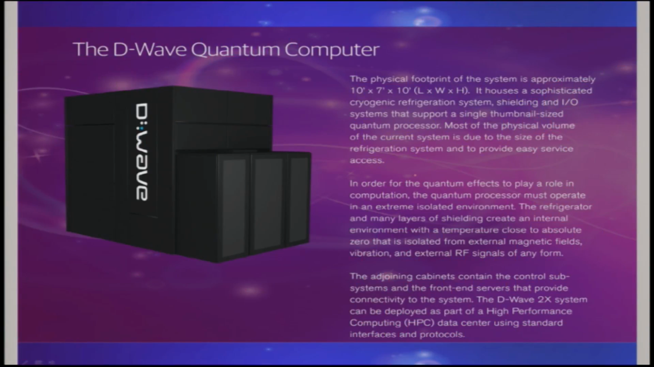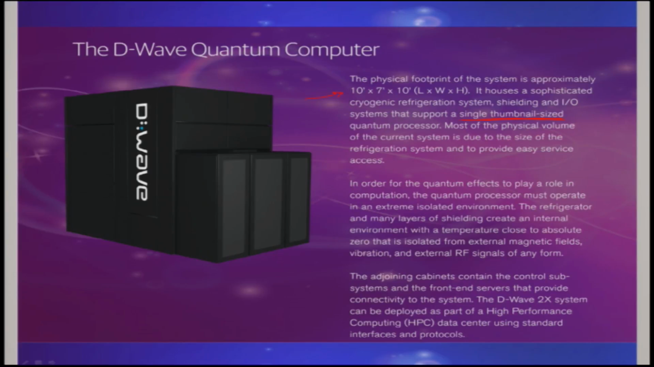In terms of the actual computer, it looks like this, where the physical footprint of the system is about 10 feet by 7 feet by 10 feet in length, width and height. It houses a sophisticated cryogenic refrigeration system, because we are talking about very low temperatures, shielding and input output systems that support a single thumbnail-sized quantum processor. So, the essential final quantum processor is only thumbnail-sized. However, it needs this much footage to achieve the low temperature, the shielding, as well as the IO system.